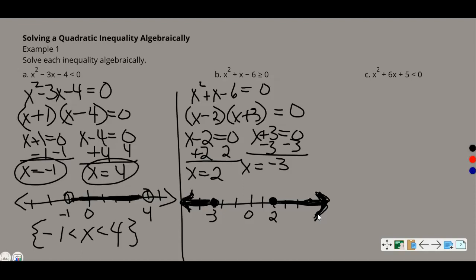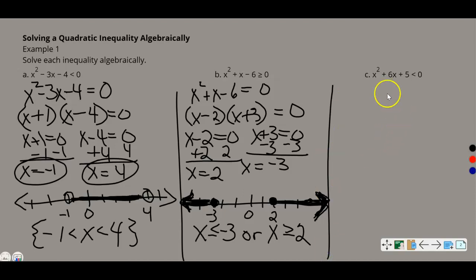All right, so that is how we look at it on a number line. And then to represent our solution, we're going to say that x is less than or equal to negative 3, or x is greater than or equal to 2. So that would be our solution set for B part.